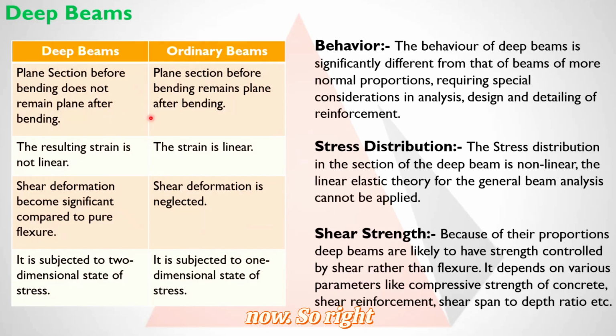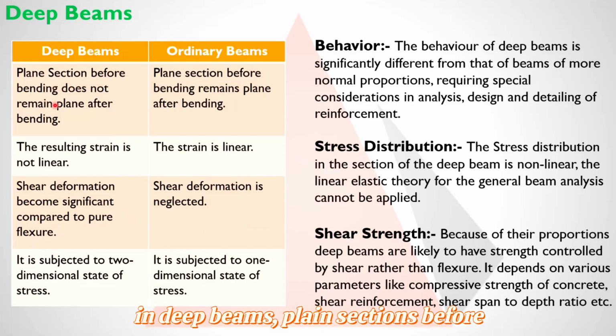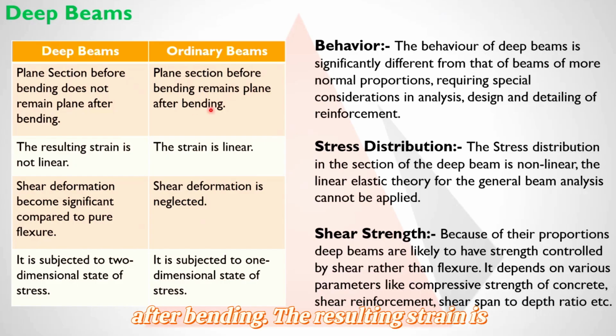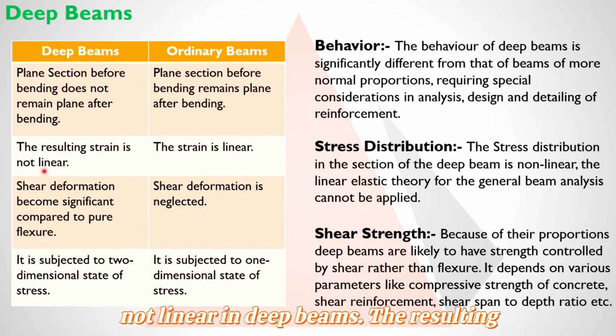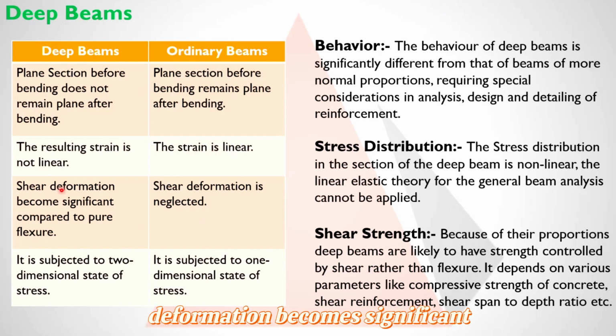A parallel comparison is shown here. In deep beams, plane sections before bending do not remain plane after bending, which is a prime factor for why this needs some extra effort from our side to do STM. Whereas in ordinary beams, as I've said, plane sections before bending remain plane after bending. The resulting strain is not linear in deep beams. The resulting strain is linear in ordinary beams. Shear deformation becomes significant compared to pure flexure in deep beams, whereas in ordinary beams, shear deformation is neglected.